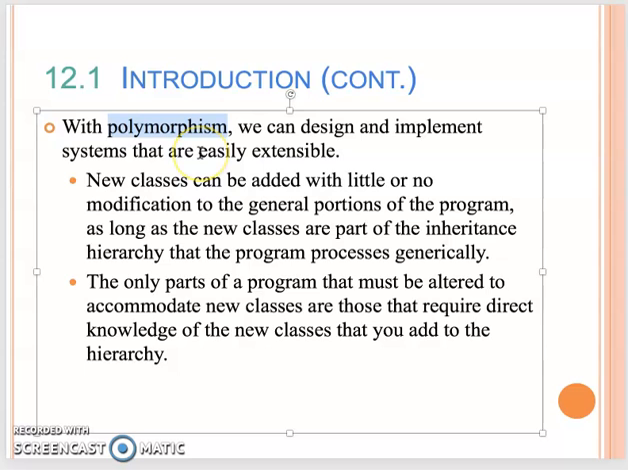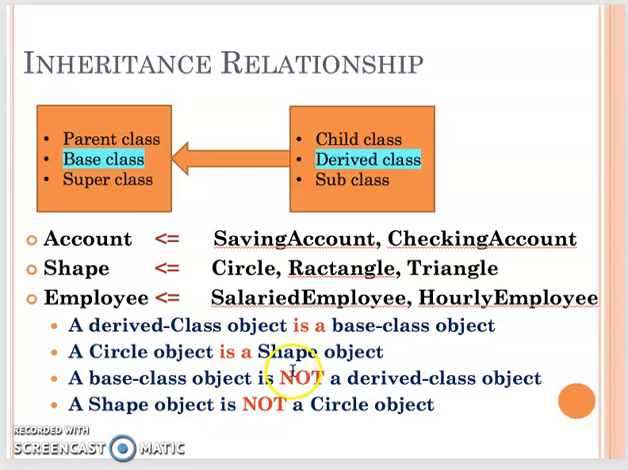So fundamentally, the polymorphism relationship came from the inheritance relationship. But you need to be careful. The child class object is always a base class object, but not the reverse. A base class object is not a child class object. For example, a shape object is not a circle object, because we are not sure. The shape object may be a triangle object, or a rectangle object. That's why we cannot always say a base class object is a derived class object.